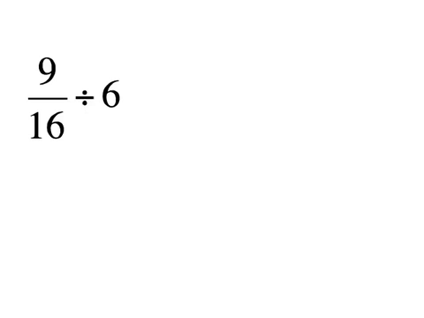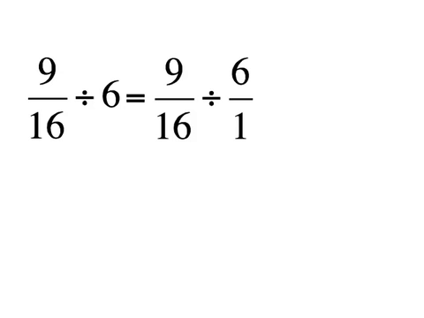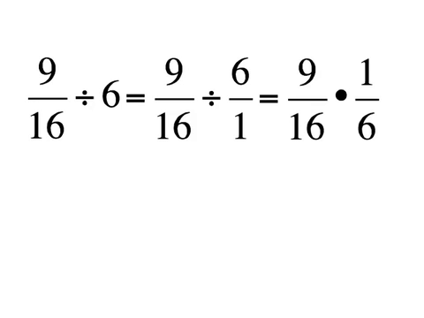Here's another division problem. 9/16 divided by 6. For convenience, we change it to 9/16 divided by 6 over 1. And of course, the reciprocal of 6 over 1 is 1/6. So it's 9/16 times 1/6.